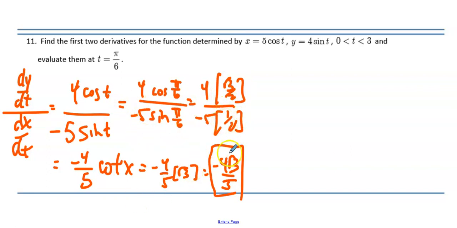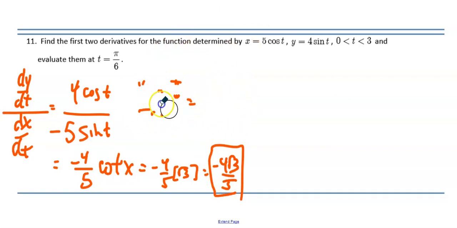But bottom line is we have our answer. So we know that the first derivative at pi over 6 is going to be negative 4 square root of 3 over 5. And that looks really horrible, but it is what it is. So I'm going to go ahead and erase this with a bigger eraser here. And let's find the second derivative.